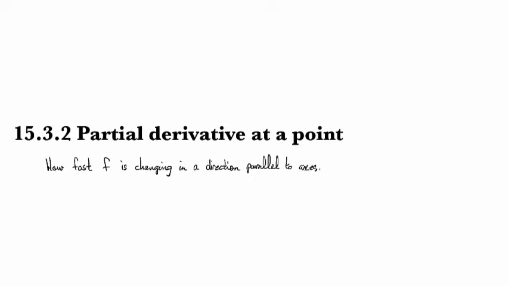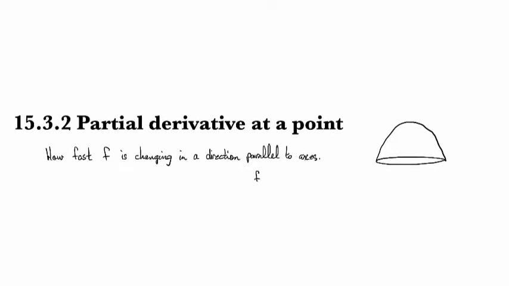So the partial derivative of f answers the question of how fast f is changing as you go in a direction parallel to the axes. So let me draw a little sketch of my favorite function here. This is a good one for illustrating, I think. And so this is f of x, y given by 4 minus x squared minus y squared.